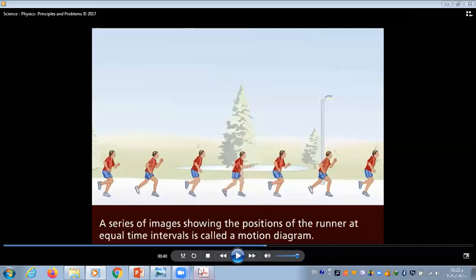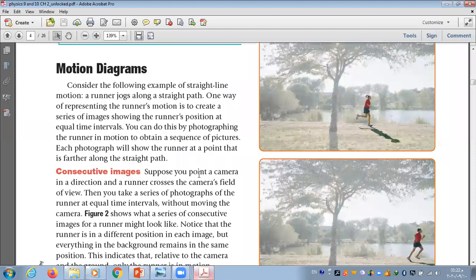Okay, so back here to our book. Do you have any questions about motion diagram? If you have any question, raise your hands. We use motion diagram to represent what? Motion. Do you have any questions? Okay, I want someone again to explain for us what is the meaning of motion diagram.